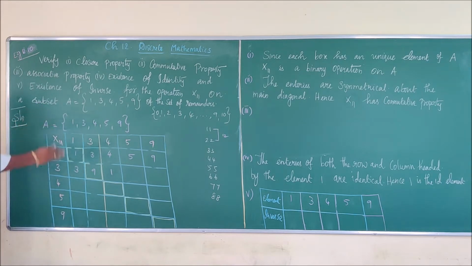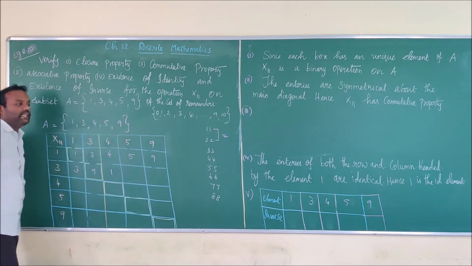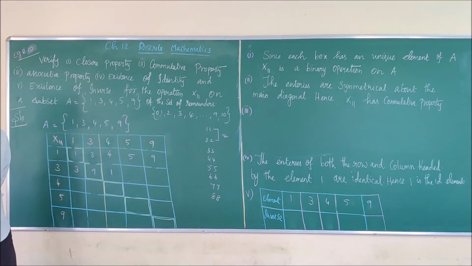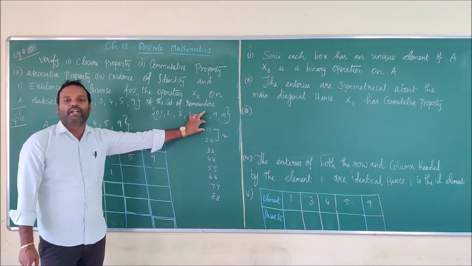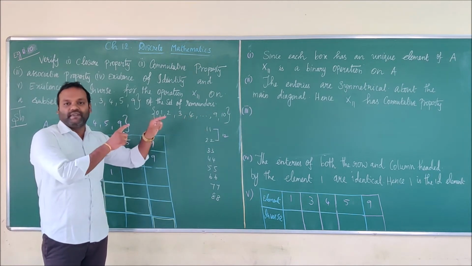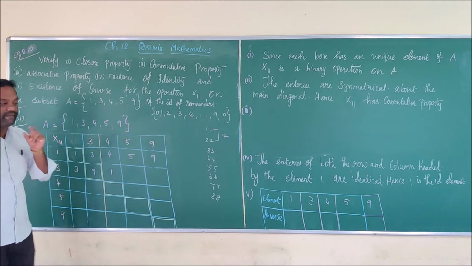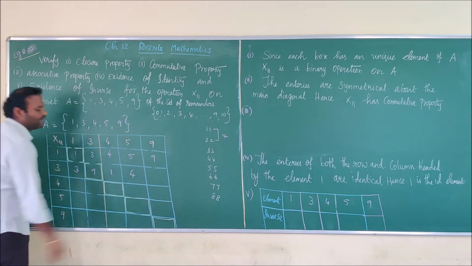The same way you can find all the things. What is that? 3 into 5. 3 into 5 is 15. 15 again lies between 11 and 22. So the smallest number is 11. What is the difference between 11 and 15? The difference between 11 and 15 is 4.